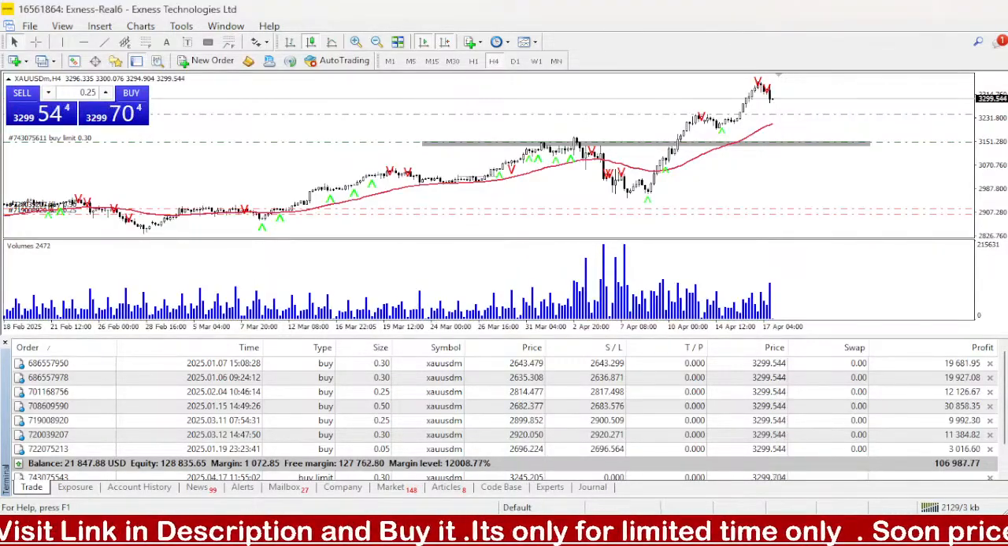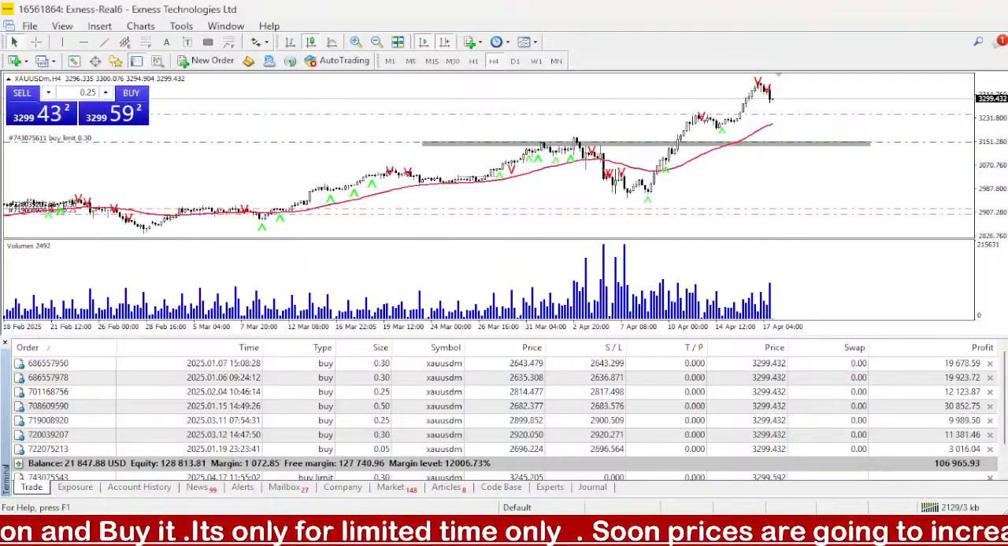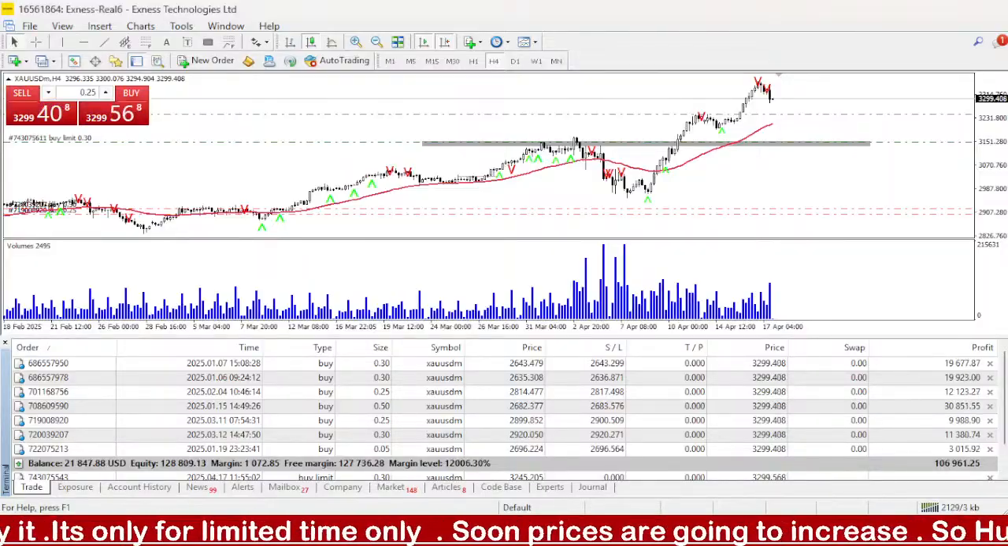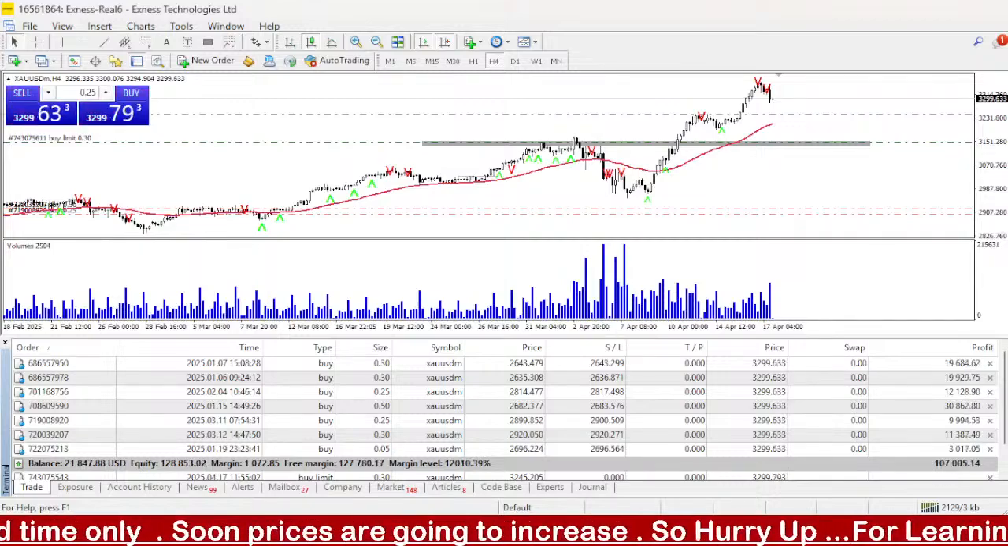But what is the wrong approach in this field? Most of the traders do that. They will come, they will not learn, they will not understand anything, and then they will simply deposit something, and then they will just blindly enter into the market.